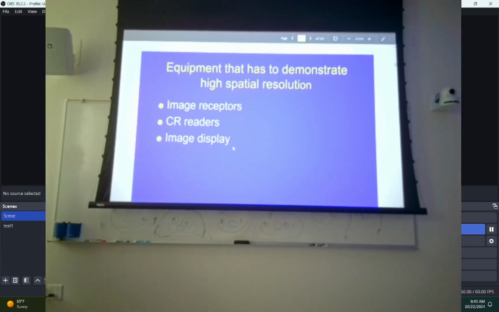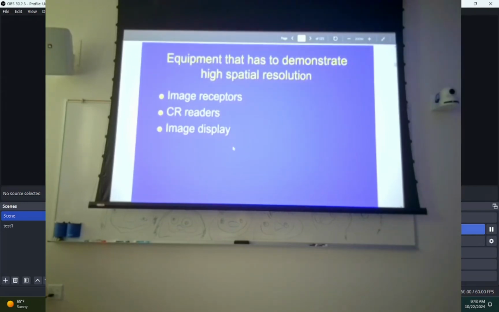So it's a whole lot cheaper. Instead of replacing entire rooms, the only thing that we replaced were those two things, the image receptors and the readers. Instead of using films, we used the CR cassettes. And instead of daylight processors, we use CR readers.